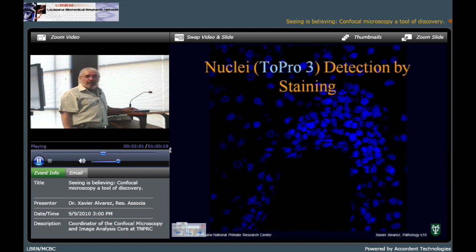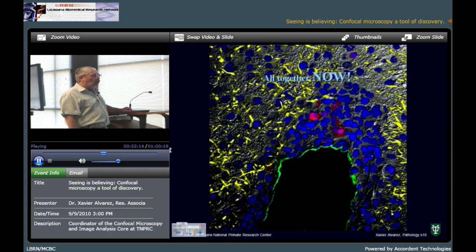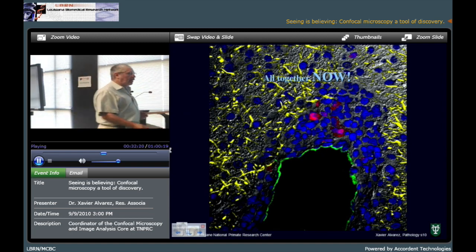This time it is ToPro 3, which fluoresces in the far red. A lot of people use DAPI, but that fluoresces toward UV light. Okay, then we can put the image all together, and then it's very clear that this is a vessel.